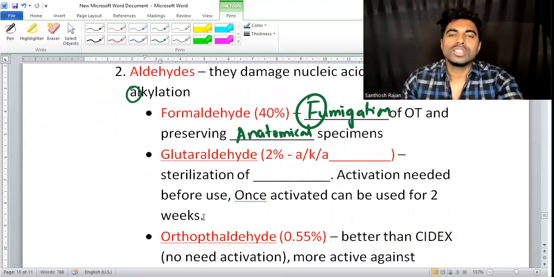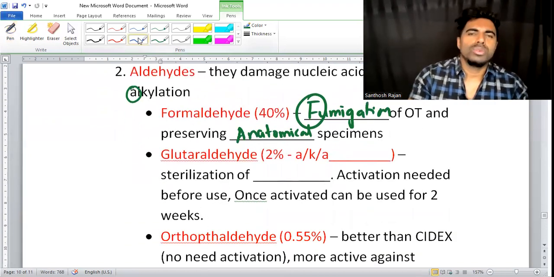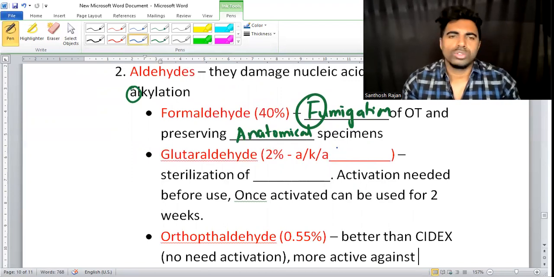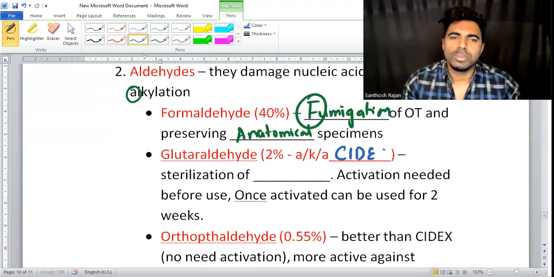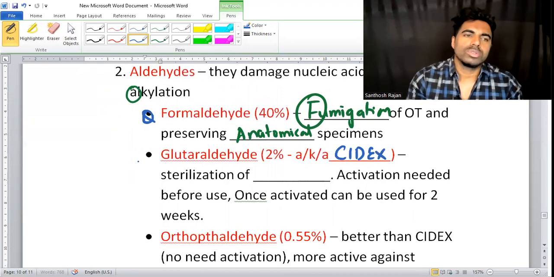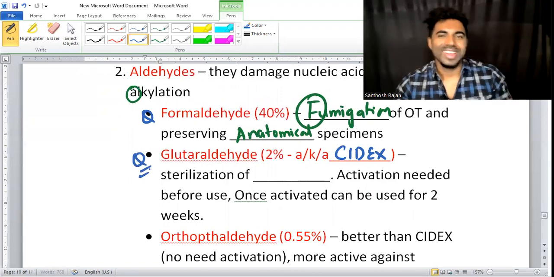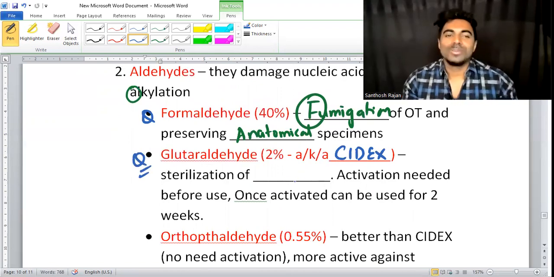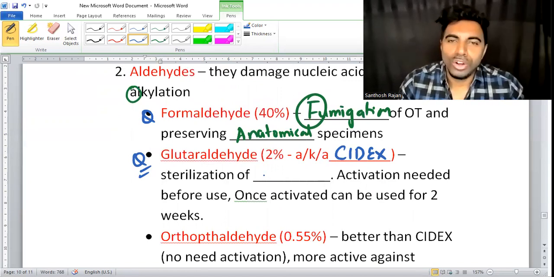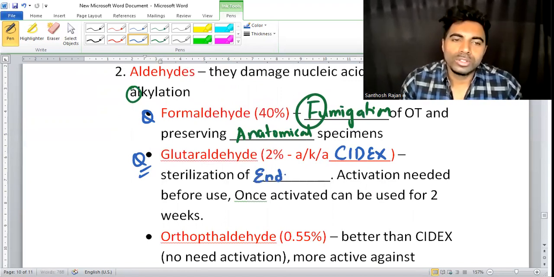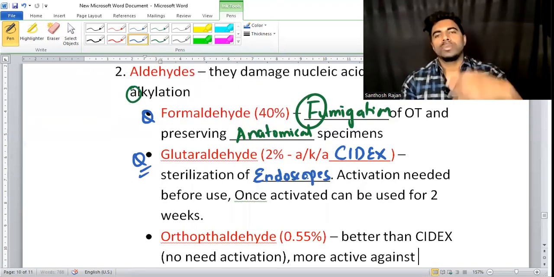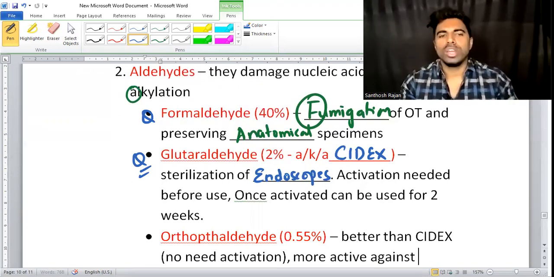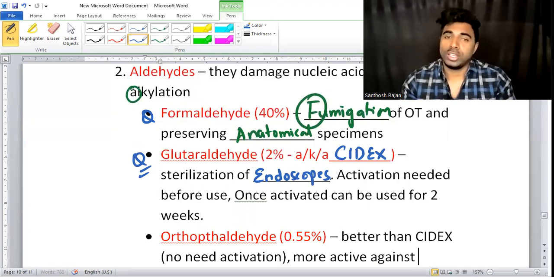Now, glutaraldehyde is 2% glutaraldehyde. What is the name? You must be knowing, no excuse for that. That is Cidex solution. It's been repeated, I think, 1,000 times. Okay, Cidex solution, 2%. This is for sterilization of what? Your endoscopes. Then and there, after doing endoscopy, you put it inside. It could be a cystoscope, endoscope, any scope. Okay, any scope, Cidex.